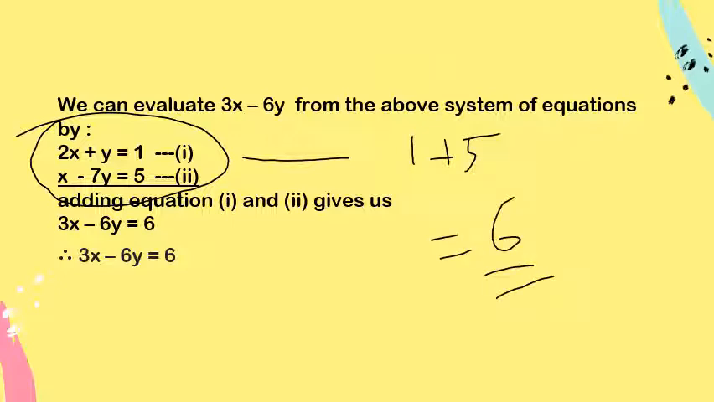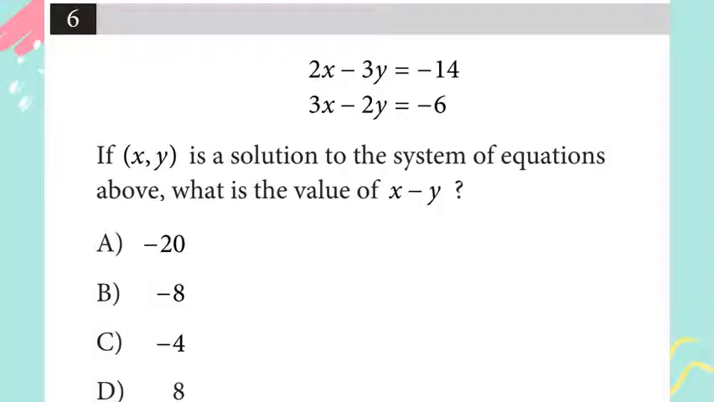So, right now, I believe that you can solve expressions. You can find the values of expressions given any simultaneous equation within 7 seconds. I am going to test you on something. You're going to pause this video and then solve this question. 2x minus 3y equals minus 14, and then 3x minus 2y equals minus 6.